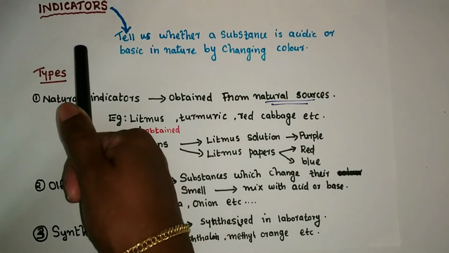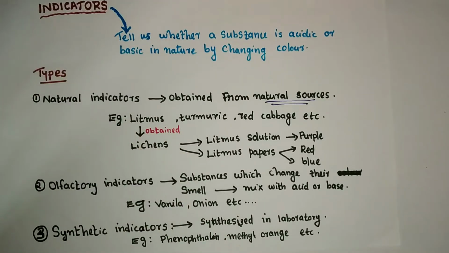So now we learned about what indicators are, which let us know whether a substance is acid or basic by changing their color. Natural indicators are obtained from natural resources. Examples: litmus, turmeric, red cabbage, etc. Litmus is important. It is obtained from lichens and it is available in two forms, either in the form of solution or in the form of paper. Next, olfactory indicators are all about smell, which changes while mixing with acid or base. Synthetic indicators are synthesized in the laboratory.